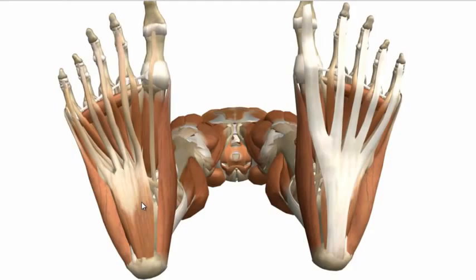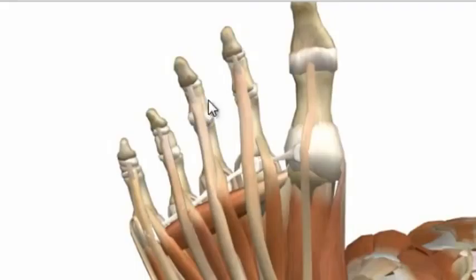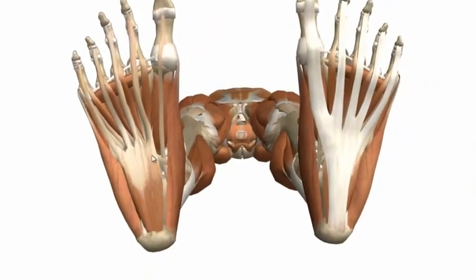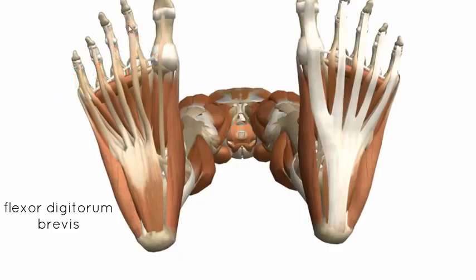So because it's the superficial muscle, it splits and inserts on the sides of the middle phalanx to allow the deeper tendon, so the flexor digitorum longus muscle, to pass through. So the flexor digitorum longus is analogous to the flexor digitorum profundus because it's the deep tendon. So what this muscle does is that it flexes the lateral 4 digits at the proximal interphalangeal joint. So this muscle is innervated by the medial plantar nerve.